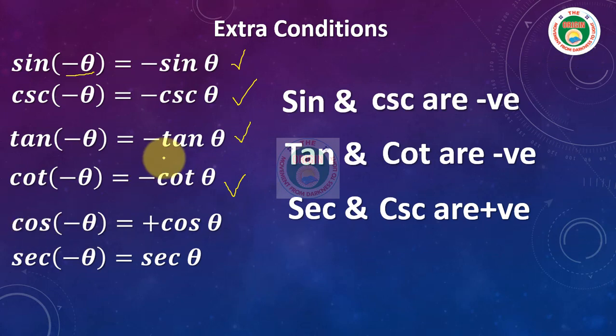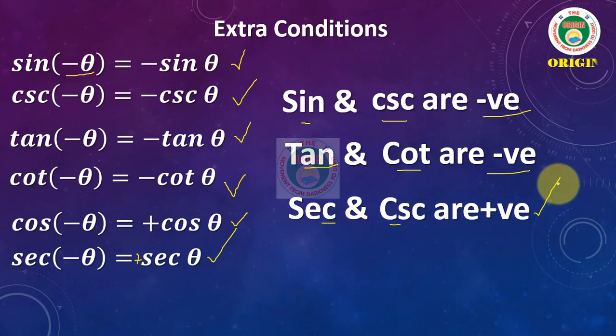So in these four cases, the result is negative. But for cos and secant, plus is there. Cos of minus theta equals plus cos theta. Secant of minus theta equals plus secant theta. So except these two cases, all the remaining are negative: sine and cosecant are negative, tan and cot are negative, and only cos and secant are positive. These are also extra points. When the angle is negative, you should apply these conditions.